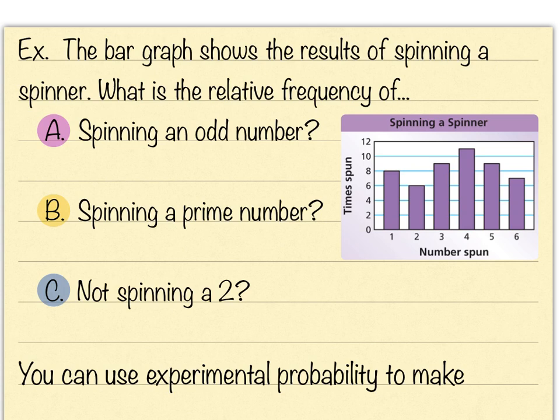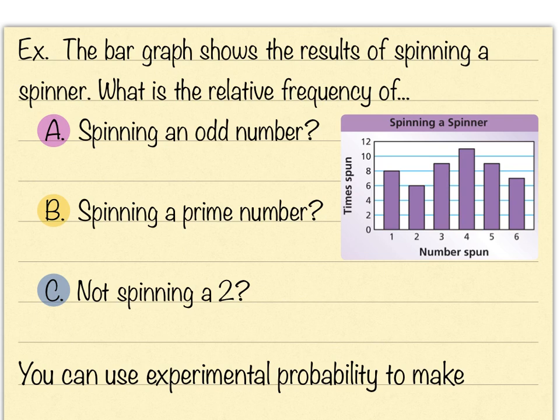So this question is straight out of the homework. We're spinning a spinner. I'm asking you some different questions that aren't in the homework, but you may want to refer back to this example as you're working through the homework. It says a bar graph shows the results of spinning a spinner. What is the relative frequency?